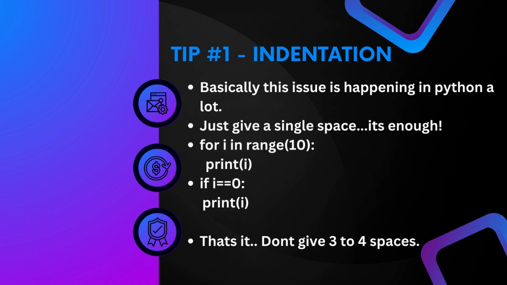For example, you can see in the for loop, I have left only one single space, and in the if condition also I have left only one single space. That's it. Don't give 3 to 4 spaces, like in our home compilers which we use for practical purposes, where we give 3 to 4 spaces because it looks beautiful. But in IPA we need to give only one space. Okay, that's more than enough. That is tip one.